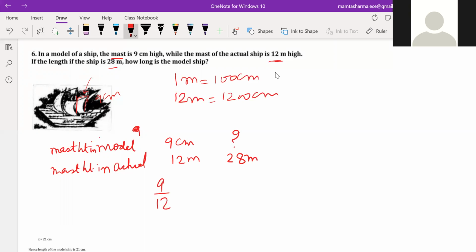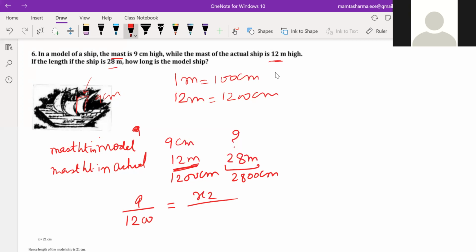Take this ratio 9 by 12. You can't take the ratio directly. It is 9 by 1200, since this is in meters, so convert this meter into centimeters: 1200 centimeters, 2800 centimeters. Now you can take the ratio. 9 by 1200 is equal to X2 by 2800. Now find out X2: 2800 into 9 divided by 1200. The zeros will get cancelled out. Now after solving this, what are you getting?